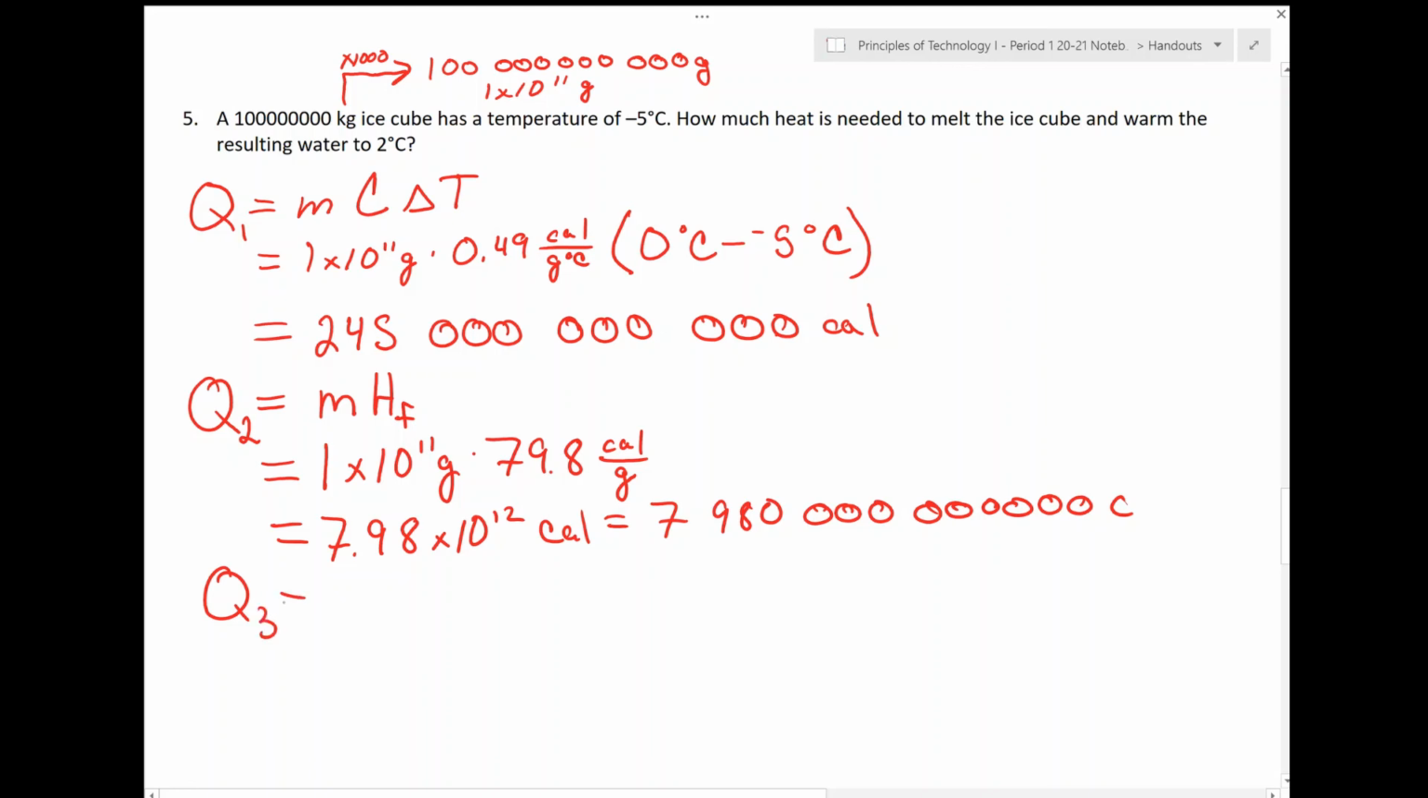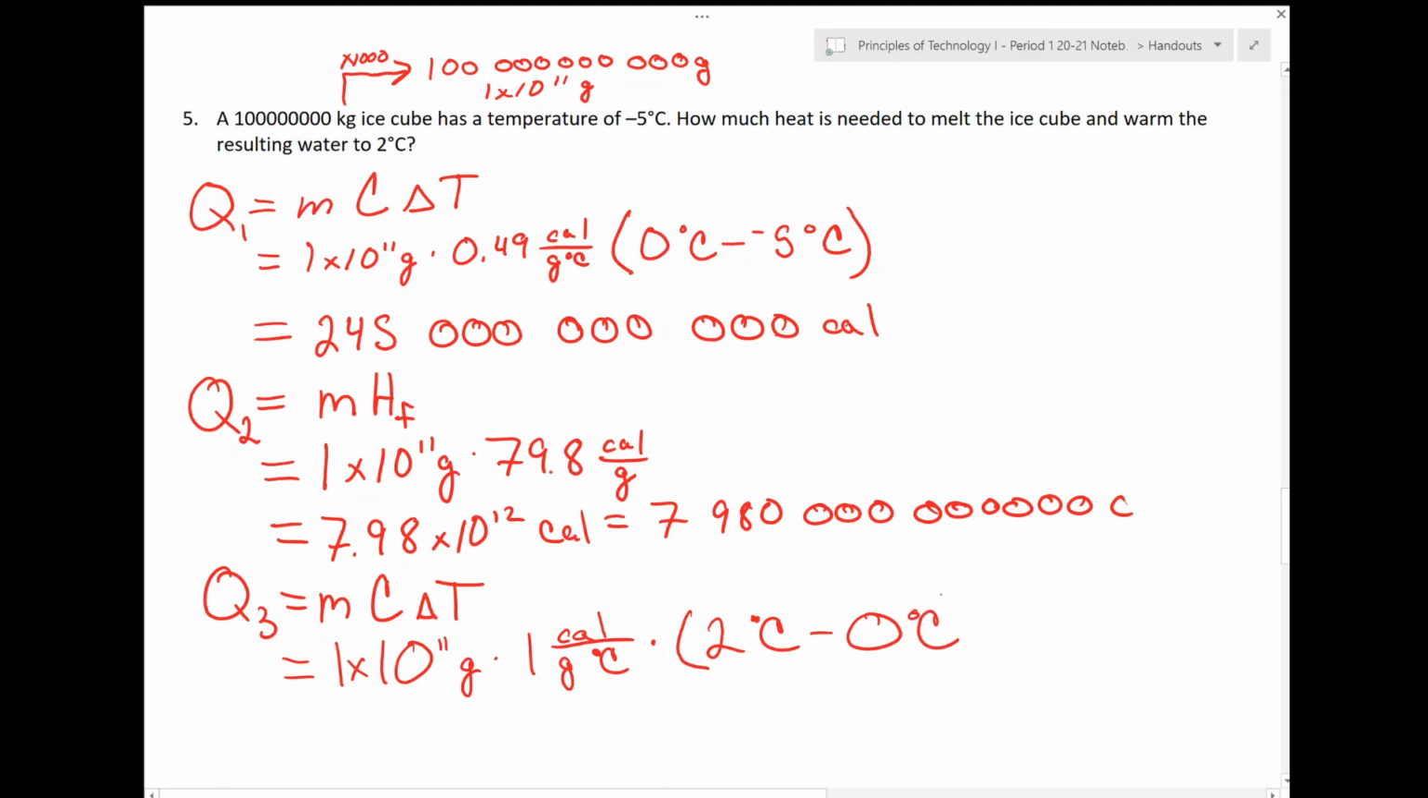The third part, going from 0 degrees Celsius to 2 degrees Celsius, we're back to our equation that we've been using for most of these exercises. Mass times specific heat times change in temperature. Same mass for, at this point, water, 1 times 10 to the 11th grams, times the specific heat of water, which we know at this point is 1 calorie per gram degrees Celsius, times the change in temperature, which is the final temperature of 2 degrees Celsius minus the initial temperature of 0 degrees Celsius. Multiplying those together, we get 200 billion calories.